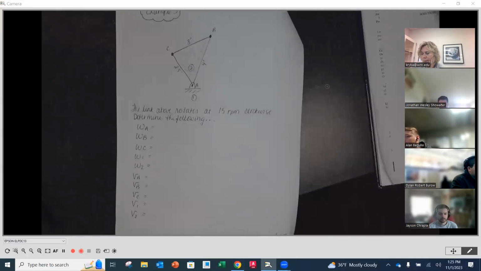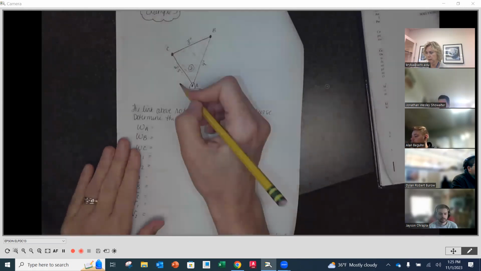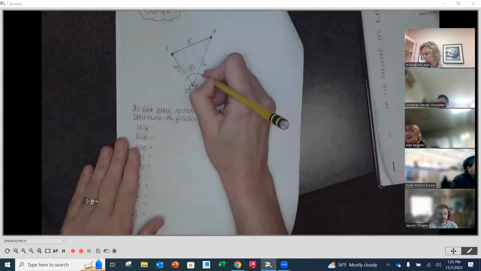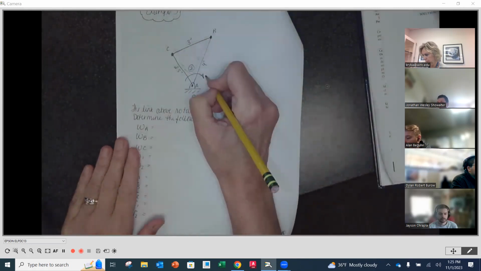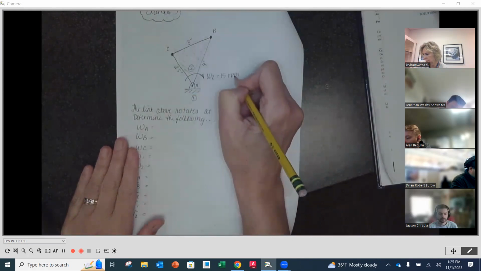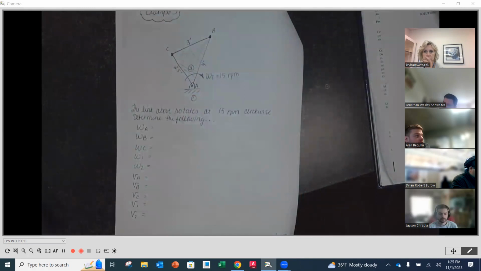All right, determine the following. So let's draw our W up here. 15 RPM clockwise, that means we're going like this, right? W2 is equal to 15 RPM.